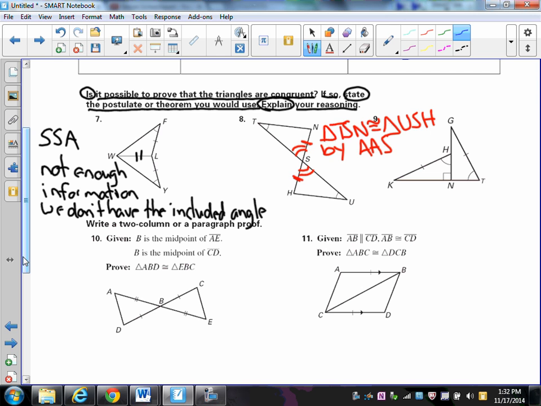Our last example, number 9. We know that both of these have to be right angles because they form a linear pair. 90 plus 90 is 180. And we have a second angle. We have the non-included side again. So we would say triangle NHK is congruent to triangle NTG by angle, angle, side.